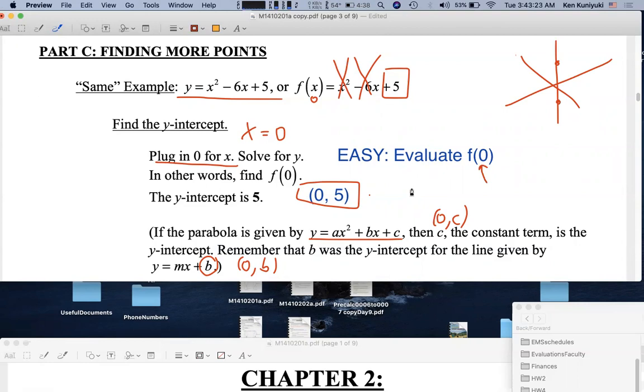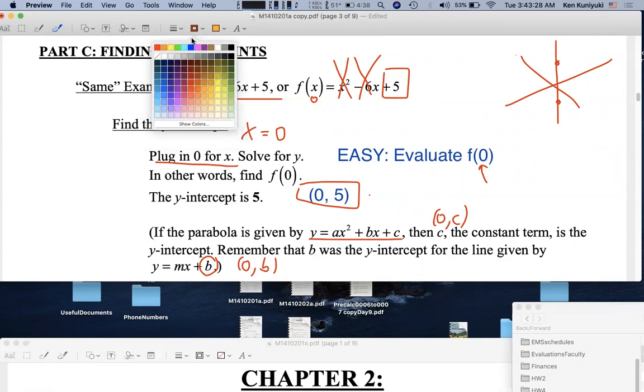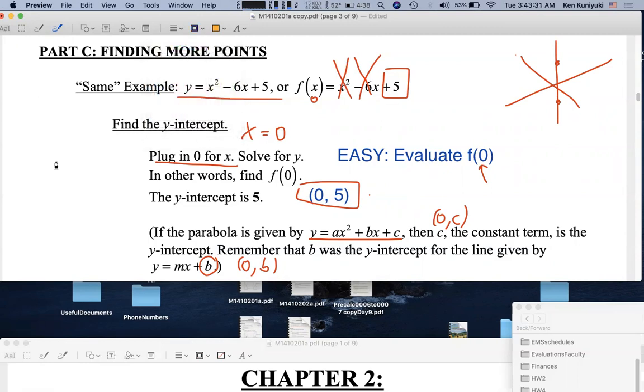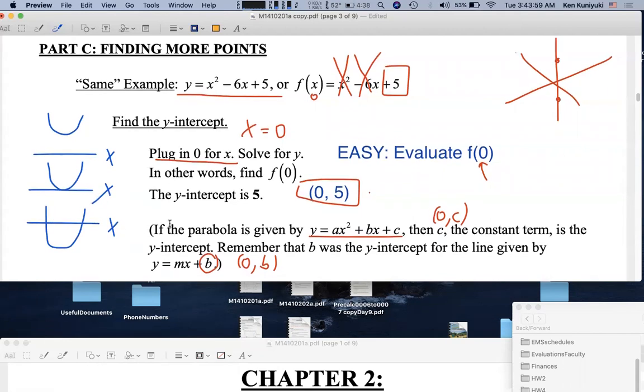However, think about x-intercepts. How many x-intercepts could a parabola have, a vertical parabola? Think about it. Well, you could have no x-intercepts, like a flying parabola. You could have 1 x-intercept. It bounces off the x-axis. The vertex is on the x-axis. Or you could have 2 distinct x-intercepts. And it turns out this guy will have 2 distinct x-intercepts.